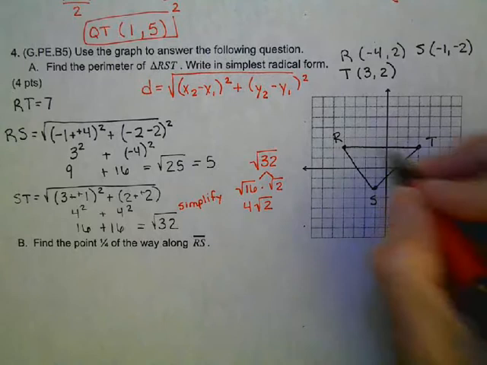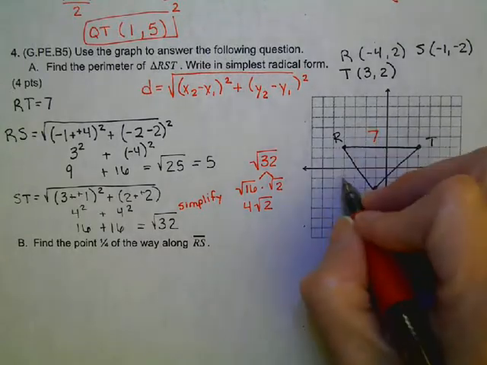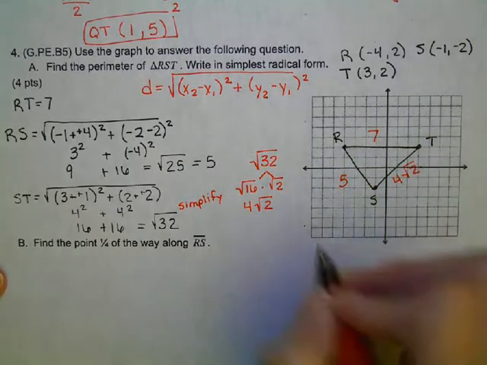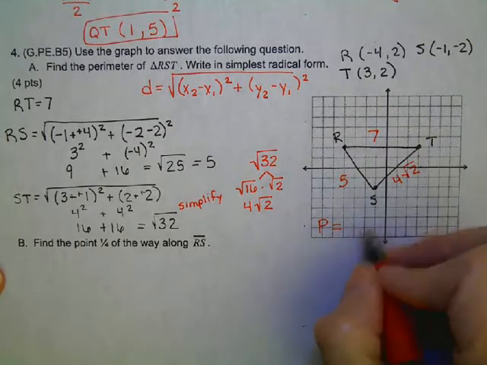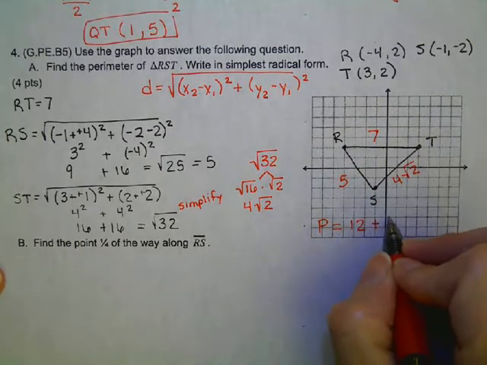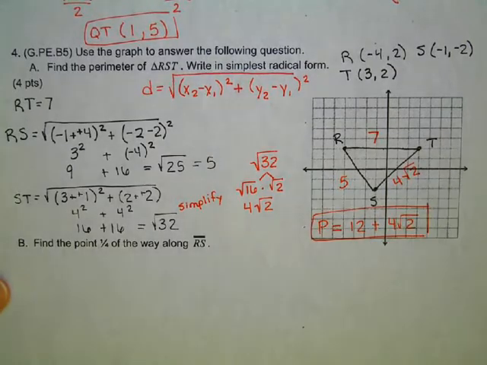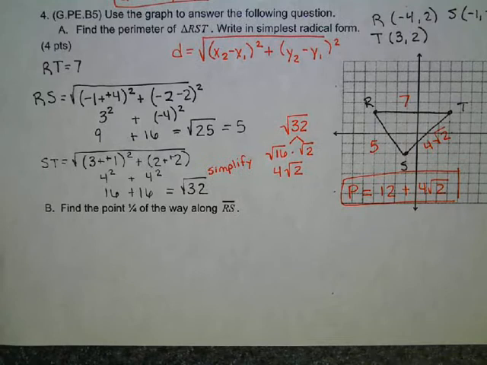Okay? So perimeter is adding up all these sides. So we found this is the length of 7. We said RS is the length of 5, and ST is 4 square root of 2. So if I was going to write the perimeter for this, 5 plus 7 gives me 12, plus 4 square root of 2. That whole thing is the perimeter. And sometimes you might have 3 things written out instead of just adding the 5 and the 7. Maybe you have different radicals that can't be added. You just write them all out.